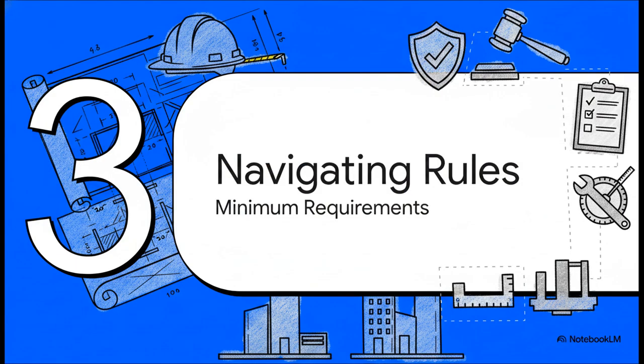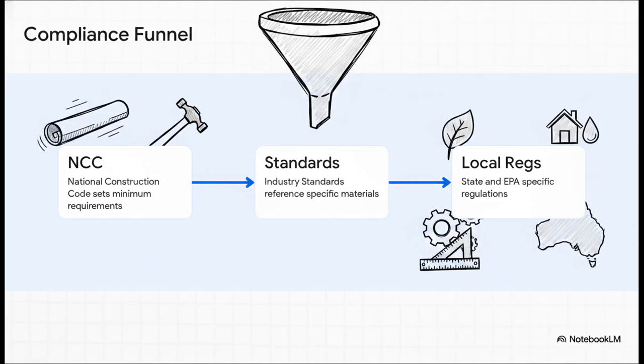Part 3, Navigating Rules and Regulations. Basically, the rules dictating your minimum requirements. Now, while those drawings and specs show the builder exactly what the client wants, they obviously don't operate in a vacuum, right? Construction is heavily regulated. These rules strictly dictate the minimum technical and safety requirements for your project. As an estimator, you aren't just calculating the cost of materials, you're calculating the cost of doing it entirely by the book. It's helpful to think of compliance like a regulatory funnel.